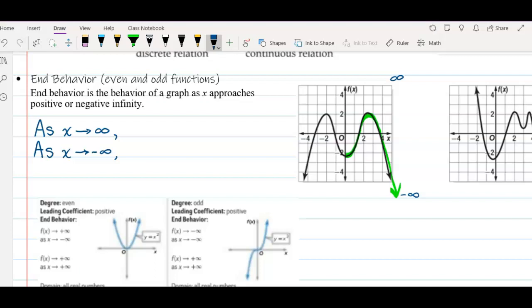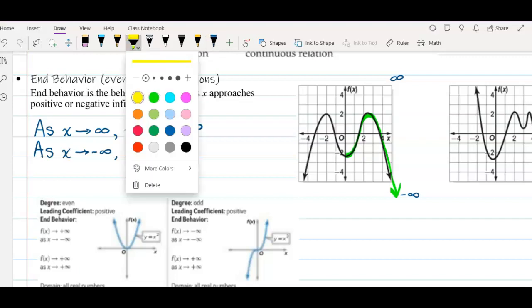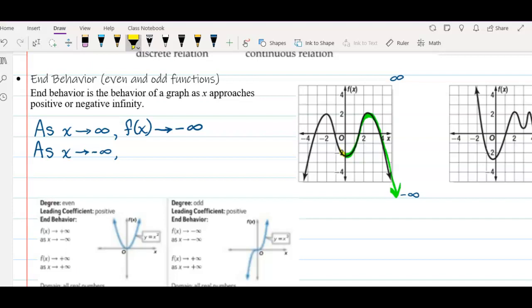So as I move to the right, that's what this literally means right here, moving to the right, my y value, or my f of x value, approaches negative infinity. Let's go the other direction. As x approaches negative infinity, in other words, as I move to the left on my graph, y is going down to negative infinity.